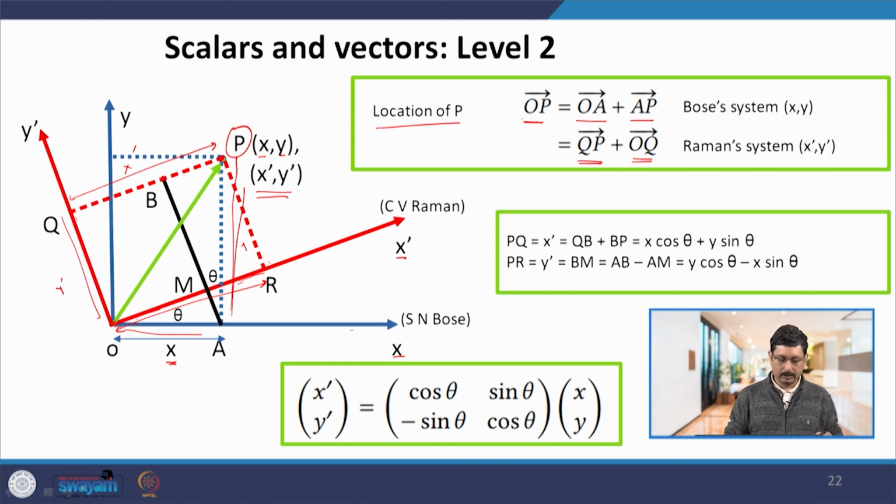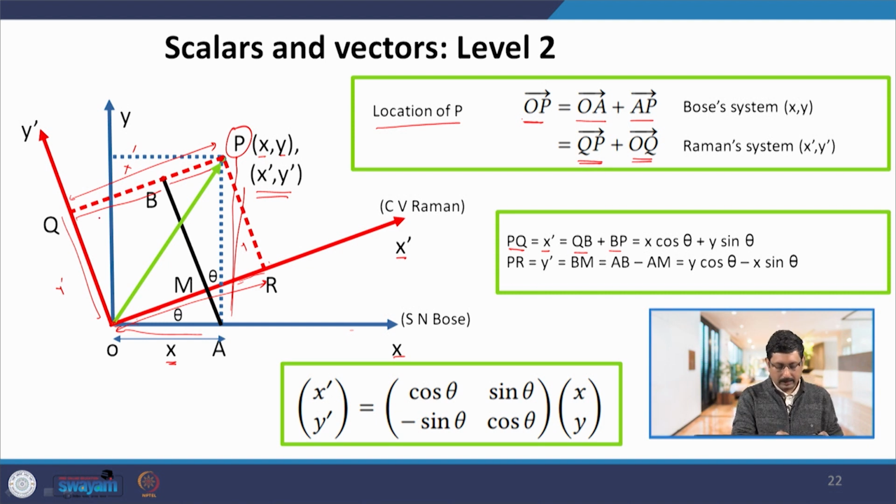So, it intersects QP at B. Now, you can see that suppose I want to write down how much is PQ. So, PQ, which is by definition the x prime, is given by the piece QB and the piece BP. So, this is QB plus BP. Now, how much is QB?